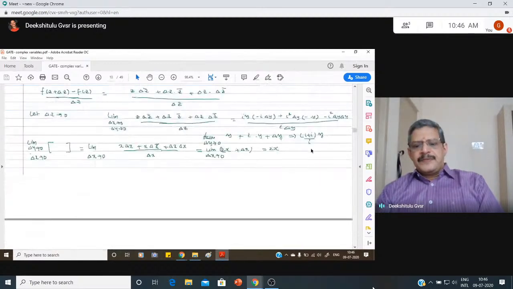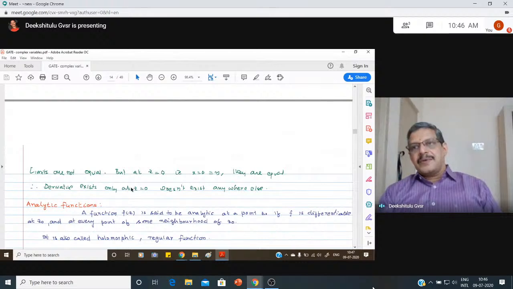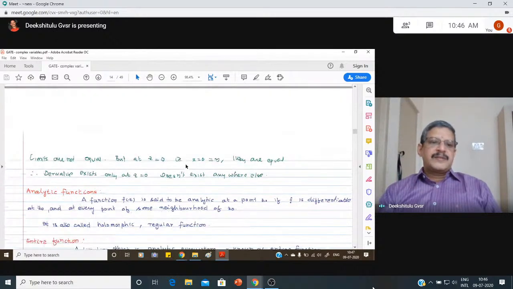Yeah, this is function of y and this is function of x. They are equal only when z is equal to 0, that means x is equal to 0, y is equal to 0. That is the only case these limits are equal. So the derivative exists only at z is equal to 0. At all other points the limits are different, so it does not exist.